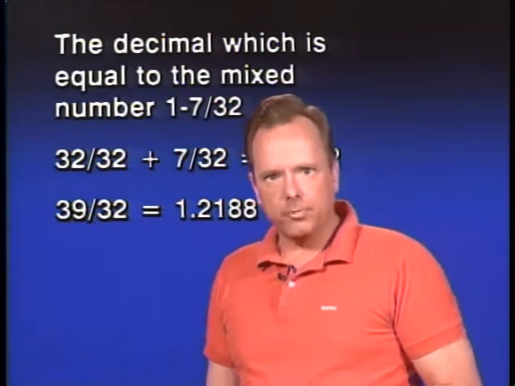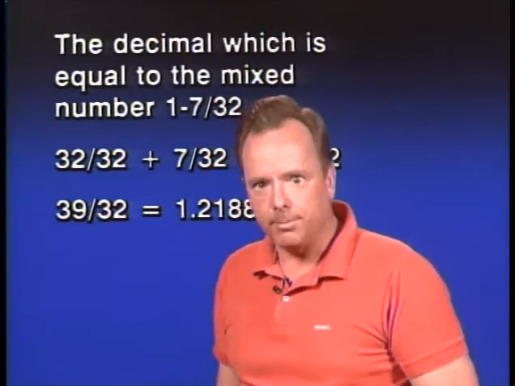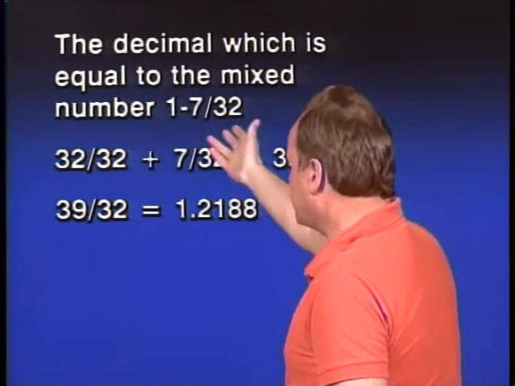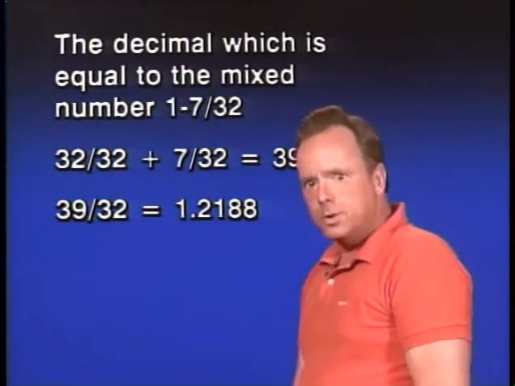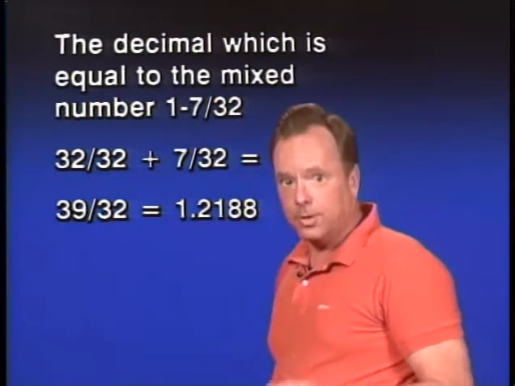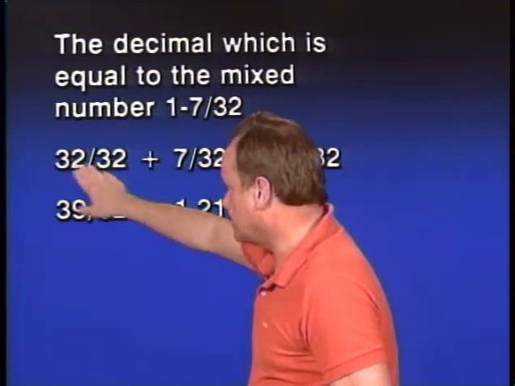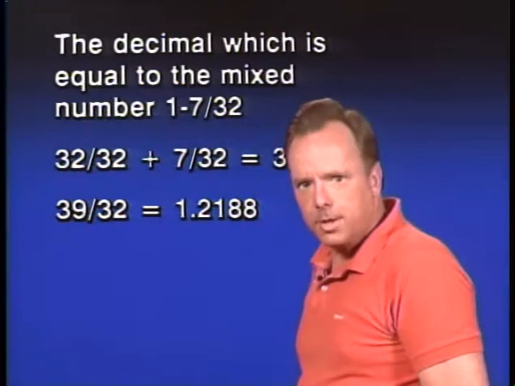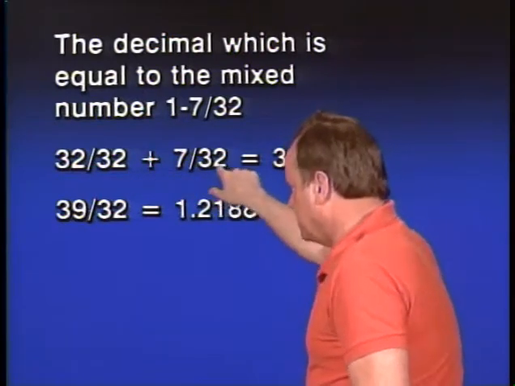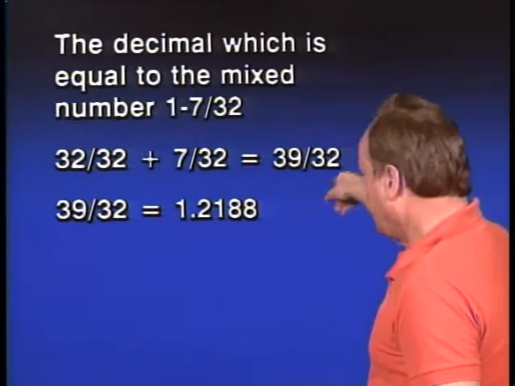And the thing you need to know about adding fractions is anytime you add fractions together, you have to have the denominator the same. Here's the question. The decimal, which is equal to the mixed number 1 and 7/32, is what? Well, let's do it. First of all, we'll have to take the 1 and add it to the 7/32. You can't do that. So let's make 1 a fraction. And you do that, it becomes 32/32. That's equal to 1. And once again, it has to be in 32nds because to add fractions together, the denominator, the bottom half, has to be the same. So you take the 32/32 and add it to 7/32, and you get 39/32.